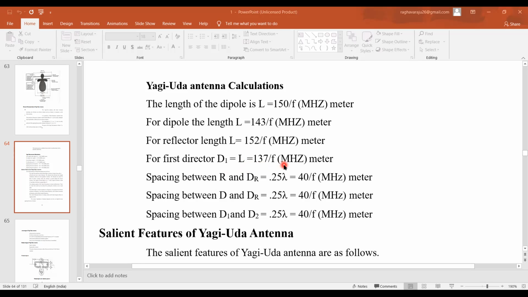So that is the spacing. The spacing between reflector and driven element equals 0.25 lambda, 40 divided by f. The spacing between the director and the driven element is 40 by f.